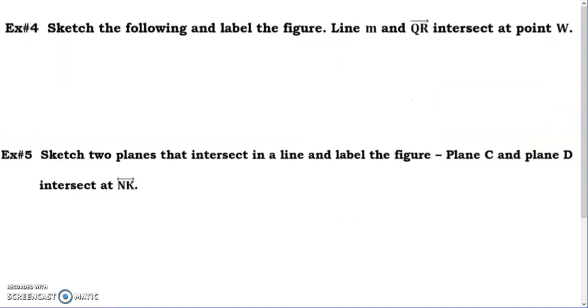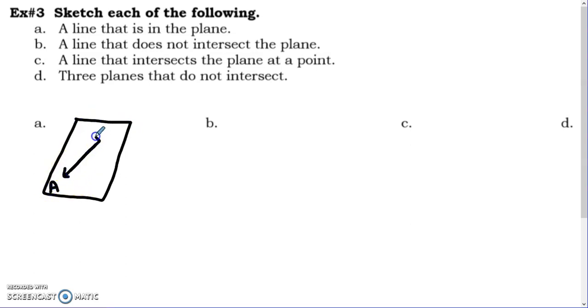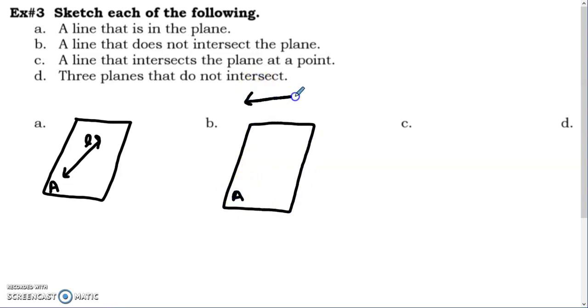Okay, we're going to skip to back here. Sketch a line that is in the plane. So I'm going to draw a plane. I'm going to name it plane A. And a line in plane A would look like this. We'll call it line L. B is a line that does not intersect in the plane. So I'm going to draw it above the plane. Here's line L above plane A.